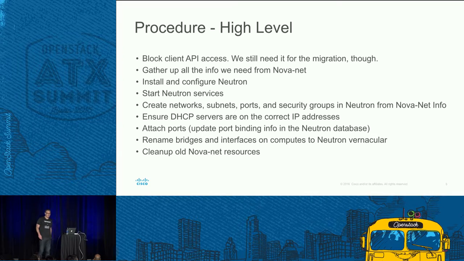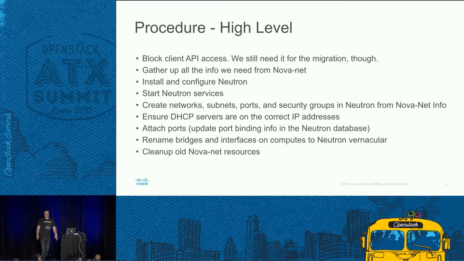So a high level look at the procedure. The first thing you have to do is block client API access. This is very, very important. We still need the APIs for the stuff we're gonna do. I tried to defer to the APIs as much as possible because I figure Nova and Neutron know how to set things up far better than I do. I don't wanna be manipulating databases directly if I don't have to and praying that I got all of the joins right and all of the whatever else is correct. But you don't want tenants changing things while you're trying to migrate.